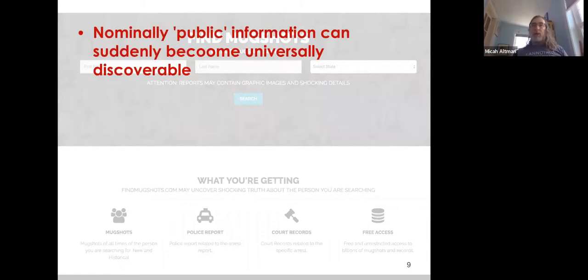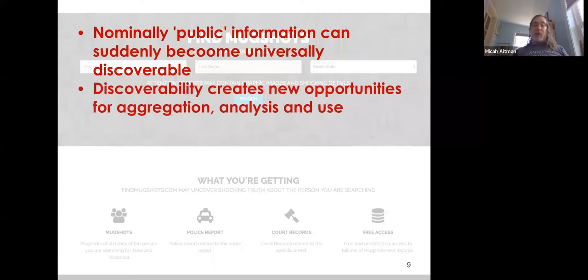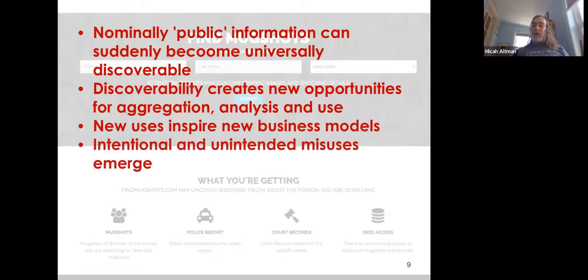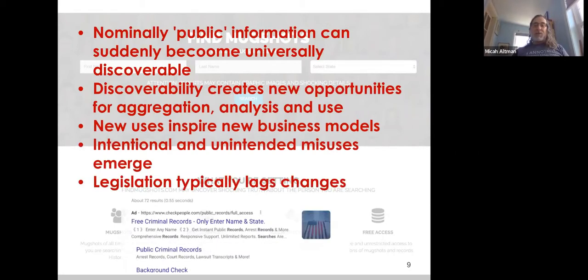You had a right to see them as public records, but it usually involved going down to the county court office during a specified window of time when they were open, asking to look at a particular person, and paying for the copying fees. Having these all just heaved onto the internet had some consequences. It made them discoverable, which created new opportunities for aggregation, analysis, and use. That inspires new business models, such as creating a database of mugshots so that you might support criminal search, or maybe because you don't want to be in a database of mugshots and you'll pay to have your mugshot removed. So an intentional misuse can arise, as well as unintentional misuses.